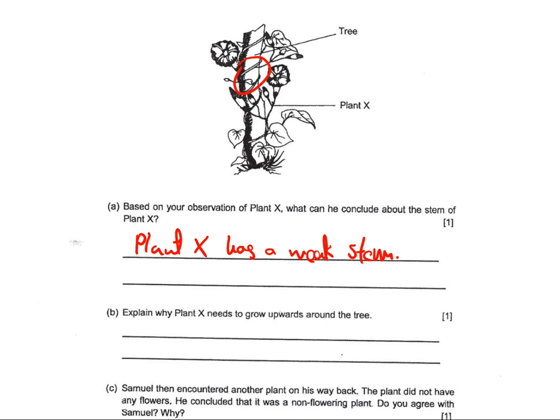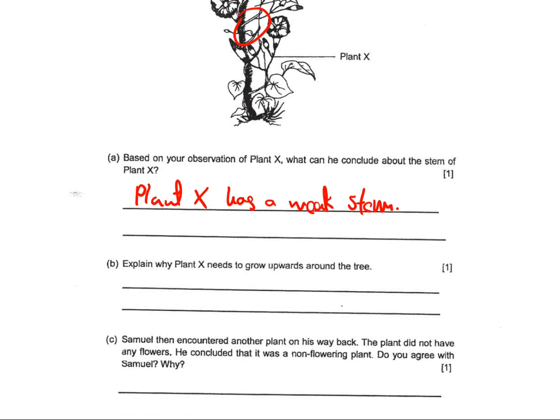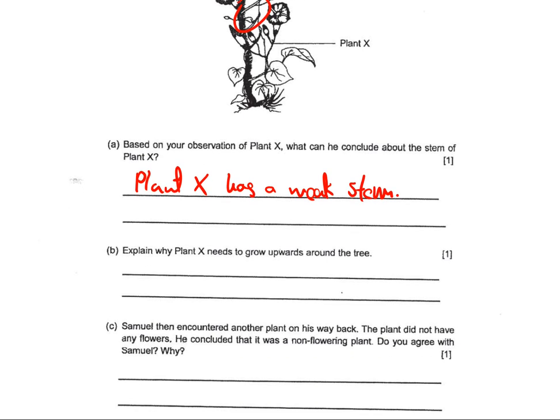Explain why plant X needs to grow upwards around the tree, okay? So why do plants grow upwards? To trap more light. Trap more sunlight, okay? To photosynthesize. Okay, plants have a tendency to grow upwards because they want to compete with each other to trap more sunlight. See who can trap more sunlight to make more food.